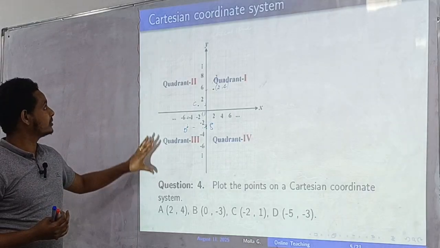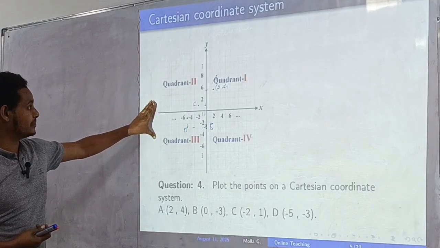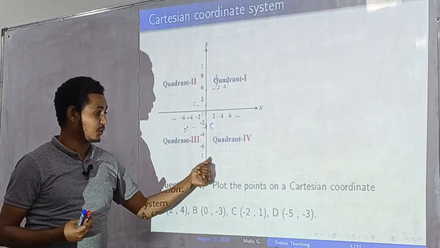This is what the Cartesian coordinate system, or rectangular coordinate system, does: it helps us to form a relation.